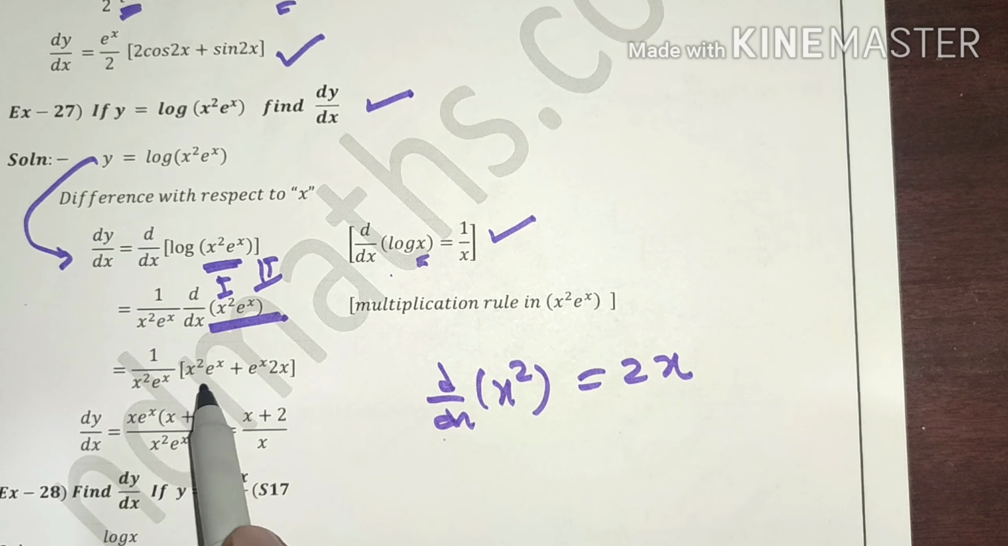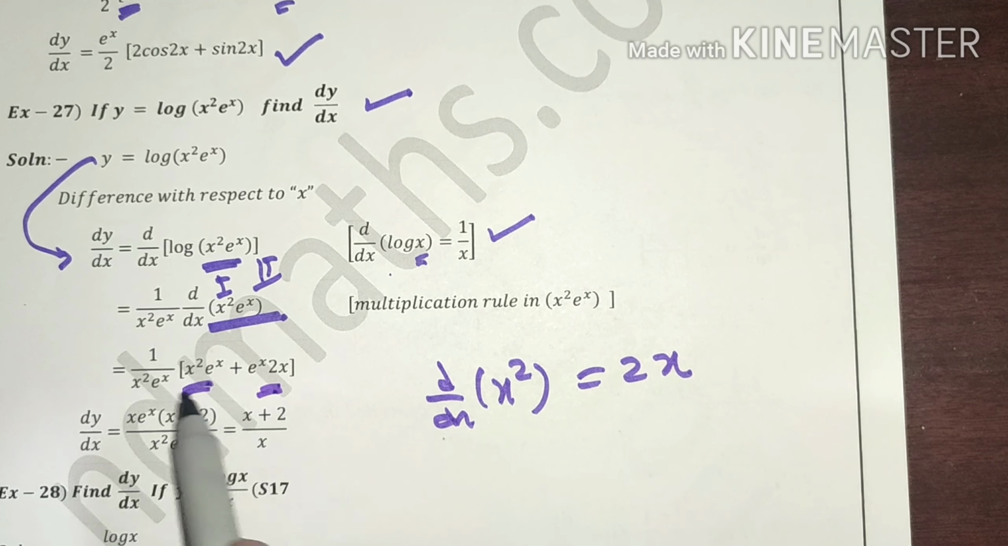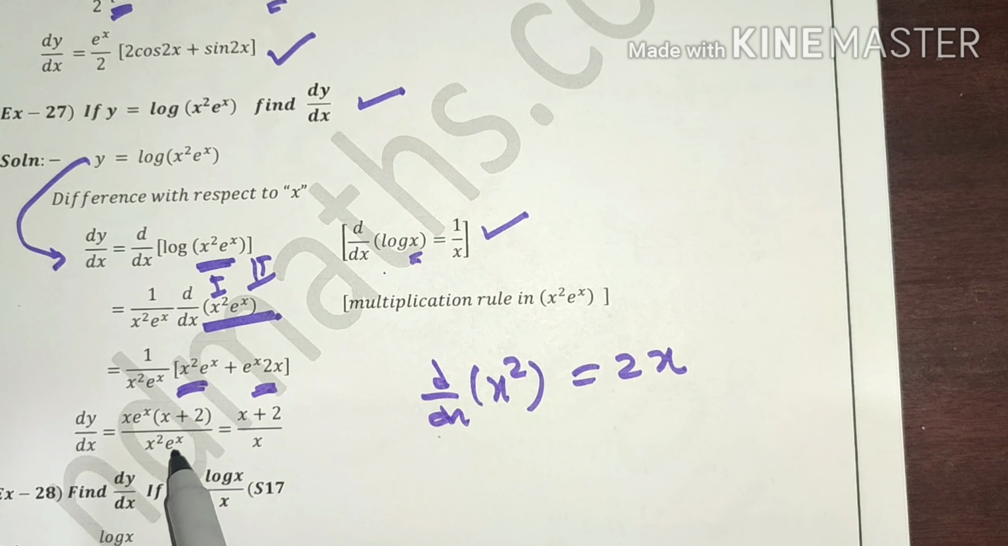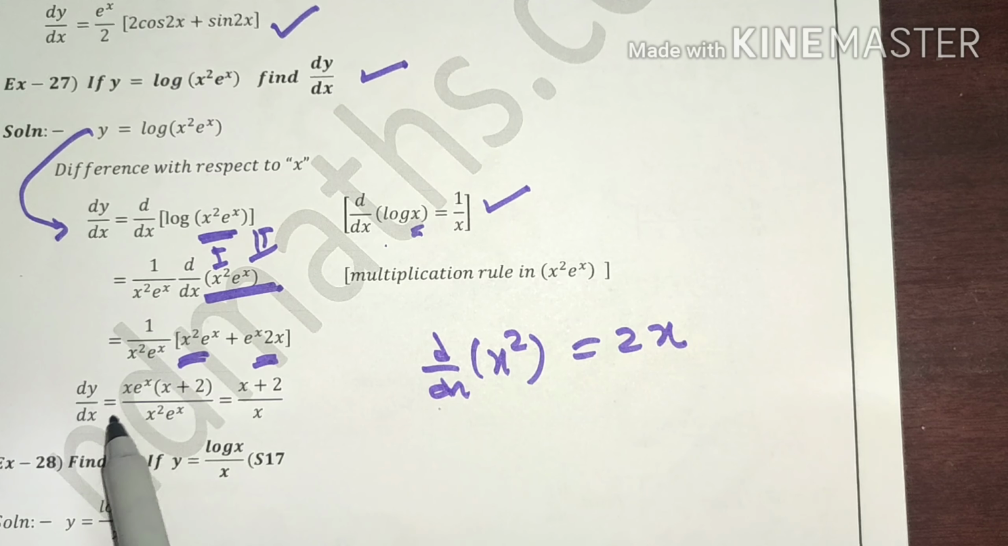In this we take x e raised to x common from both terms. x remains from the first term and 2 remains from the second term. After that, x e raised to x cancels from the numerator, and we got this term. Okay, thank you.